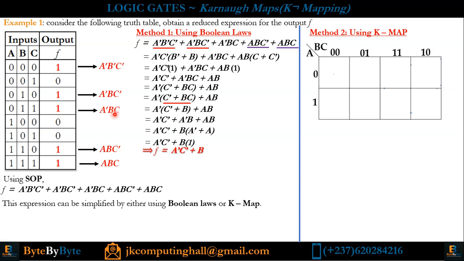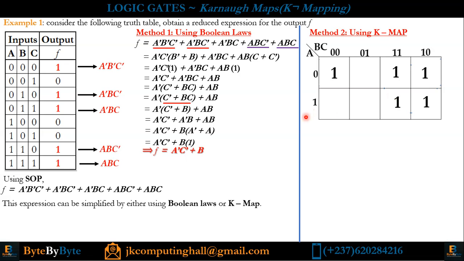At this particular one, can you identify the cell? A 0, we are on the first row. B 1, C 1, so we are entering here. Good. At this particular one, A is 1, so we are on the second row. B 1, C 0, so we are entering here. And for this last one, all of them are 1, so we enter at this level. So that one, as you can see, is the input. That's what we have.